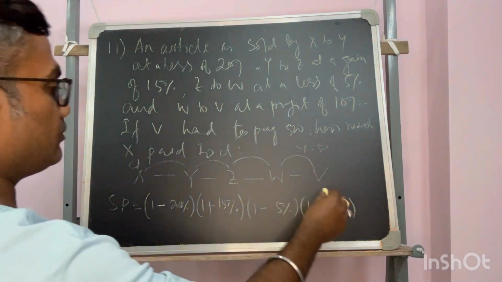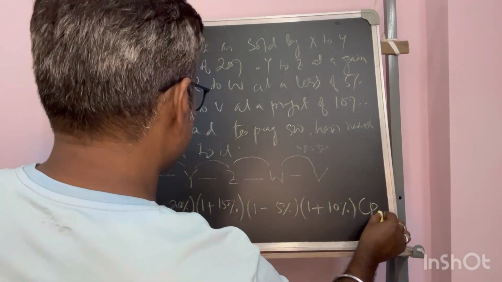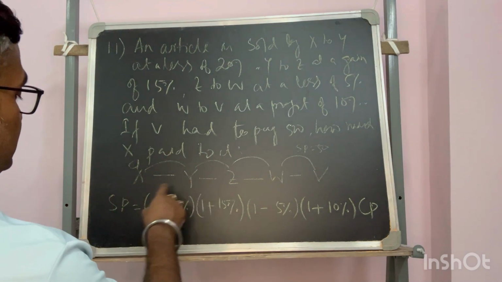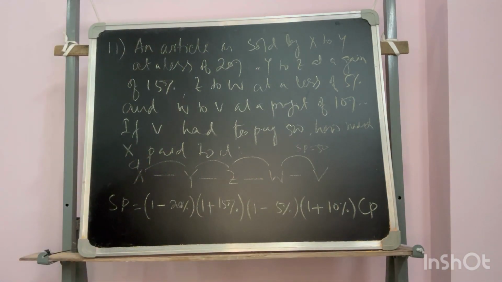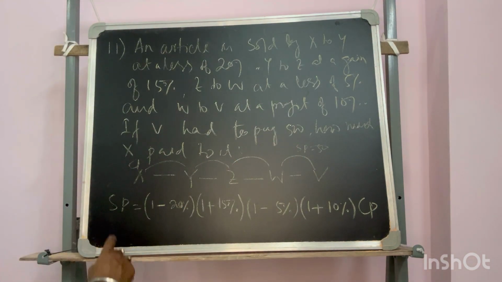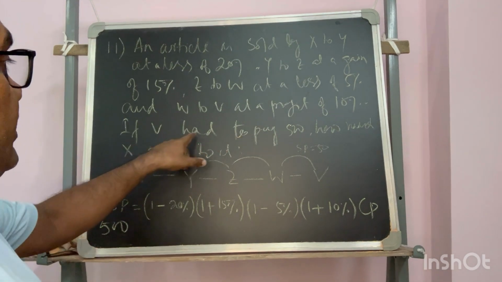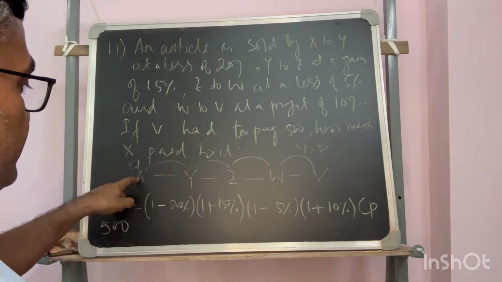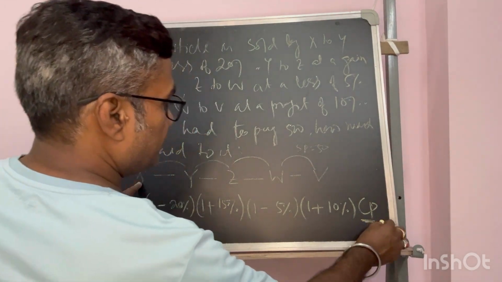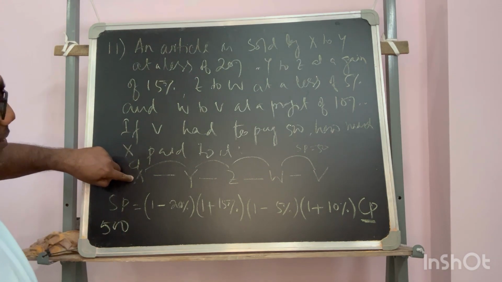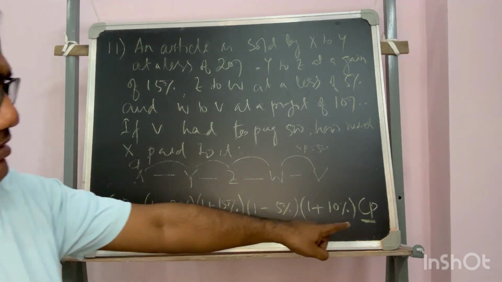At the end, when the transaction ends, I will put CP. This CP is the cost price for the first person who started selling, and this is the SP for the last transaction. This I know is 500, already sold at 500, meaning we had paid 500. So how much did X pay for it? If I am able to get this value, it is the cost price for X, so he has to pay this much at least.